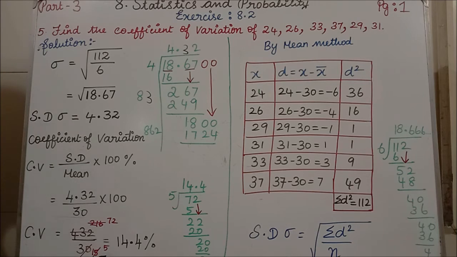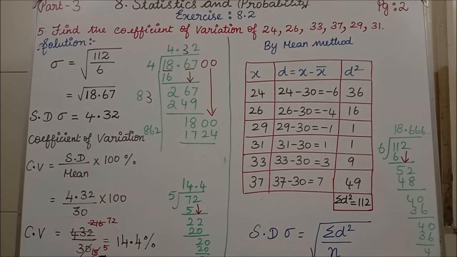But the question is not this. The question is: find the coefficient of variation. Now only are we entering into the problem. Coefficient of variation is equal to standard deviation by mean into 100%. That is the formula. So standard deviation, what answer are we having? 4.32 divided by mean. What we found in page number 1. Sorry, I have not changed the page number. This is page number 2.